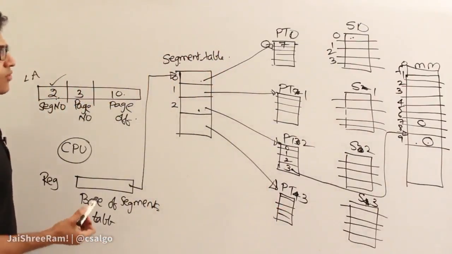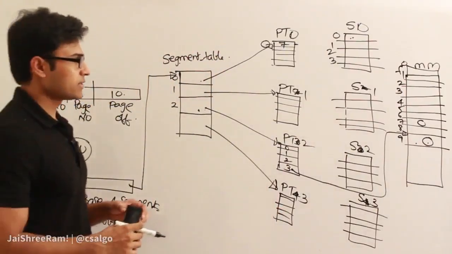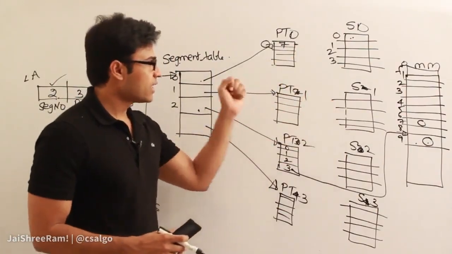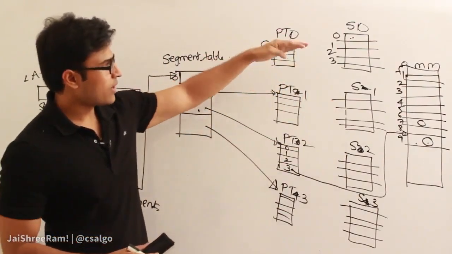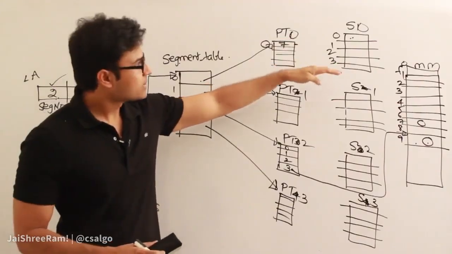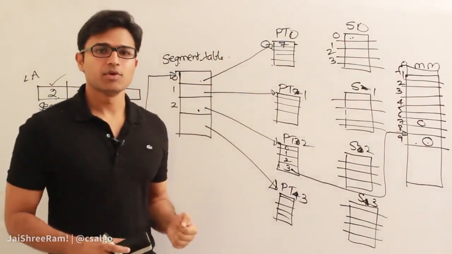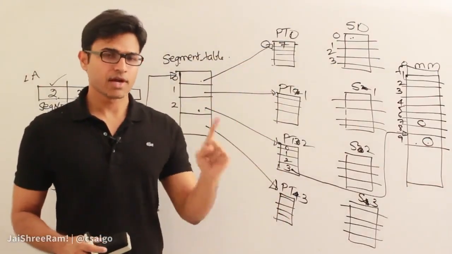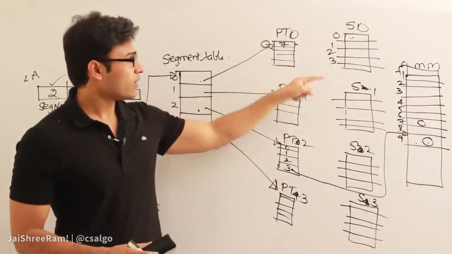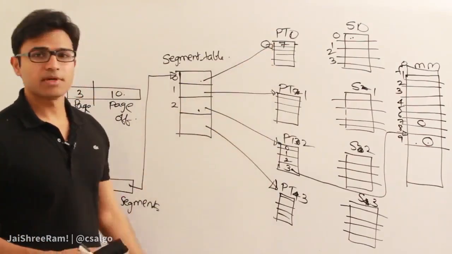Understood this? So what is it? The entire process is divided into various segments, and every segment is again divided into pages, and for every segment there is a page table. It is contrary to the other one. In pure paging, for the entire process we had only one page table, but here for every segment we have to maintain various page tables.